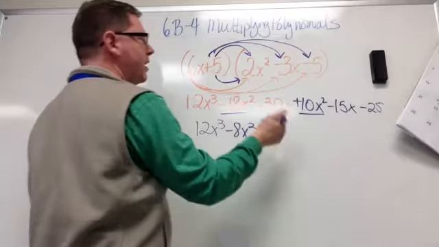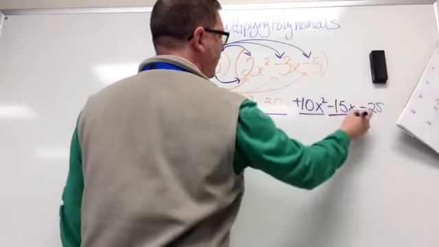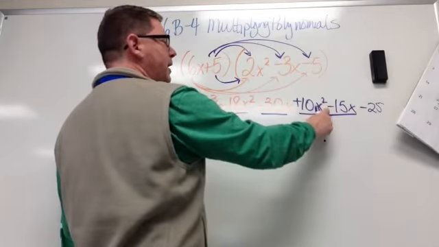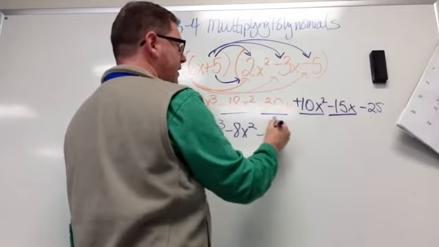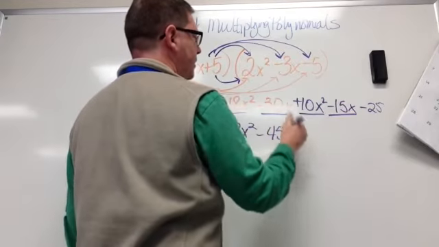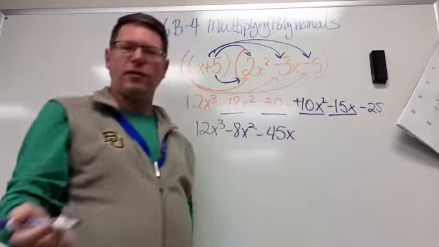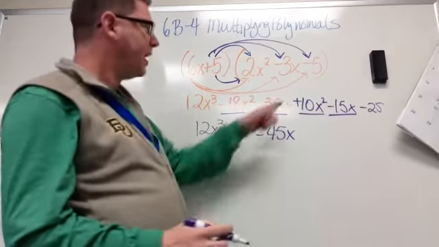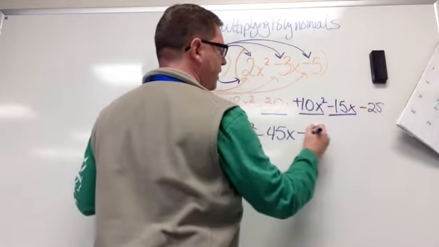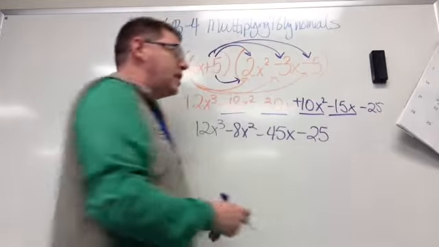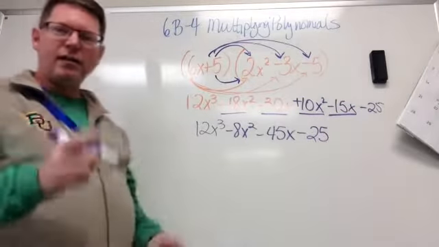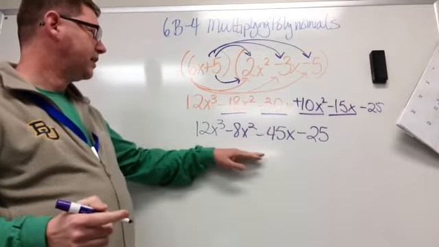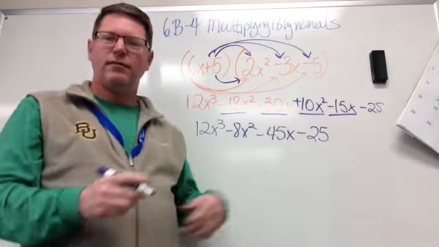Okay? So then now I have just a plain x and a plain x. Negative 30x minus 15x is negative 45x, because negative 30 minus 15 is negative 45. And then the x's stay the same. And then all I'm left with is a minus 25. There's no other constants. And so my final answer is 12x cubed minus 8x squared minus 45x minus 25.